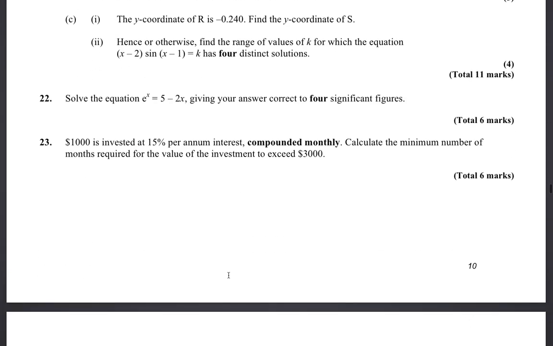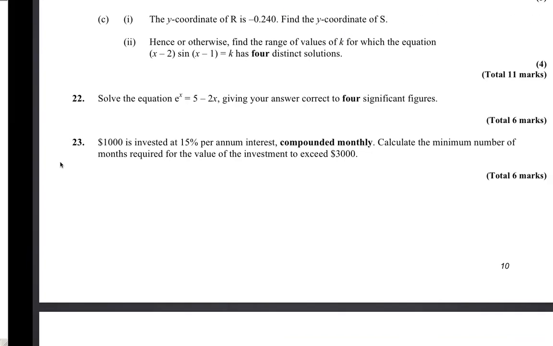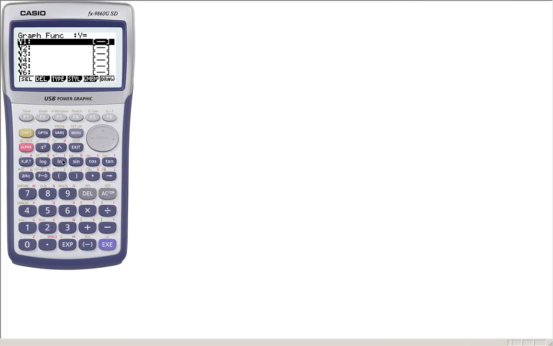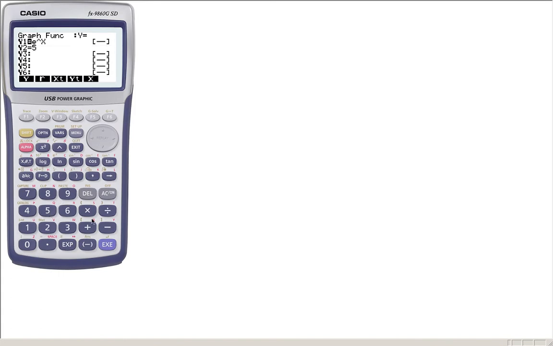Yeah, 22nd. Solve the equation e power x equal to 5 minus 2x, giving your answer correct to four significant figures. So again, I'm going to use the graph. So delete. I'm going to take e power x as y1, so shift e power x, and y2 as 5 minus 2 times x. So let me see the scale, shift view window, let me make it standard. Okay, we can see the point of intersection, G-Solve intersect.